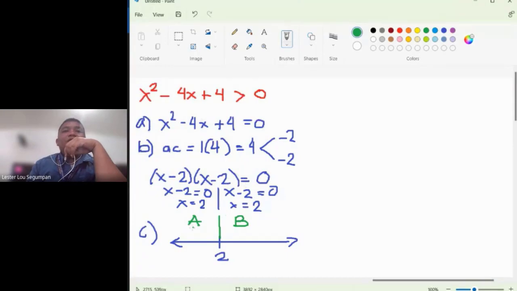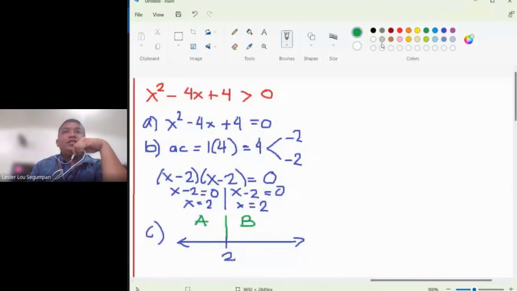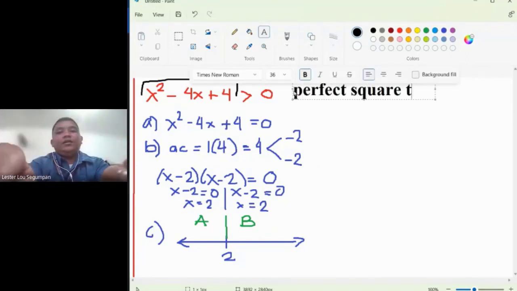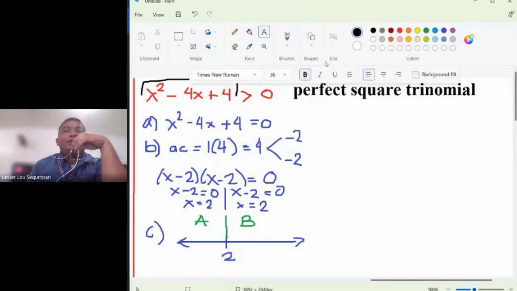So if we have this, there are only 2 regions. In short, there are only 2 test values. But we already agreed earlier that for greater than, we expect a union. Right? Now, this usually happens, 3 regions here, only 2 regions there. This usually happens if your given expression is a perfect square trinomial. Hence, you expect only one root that can be used to divide the real number line. In short, you have 2 regions.